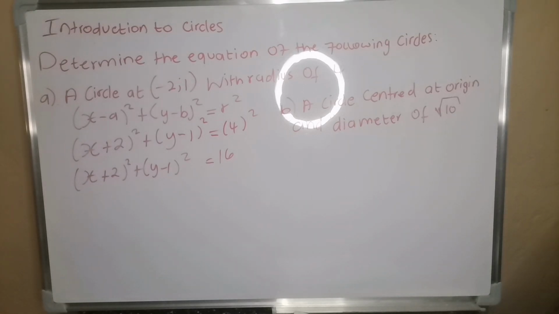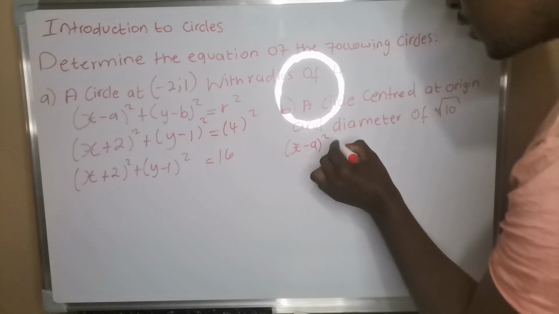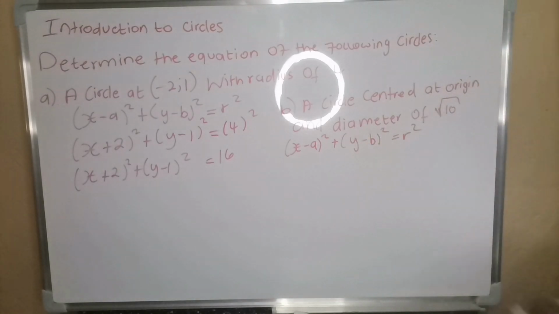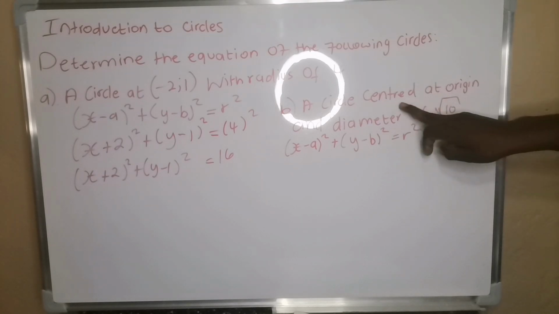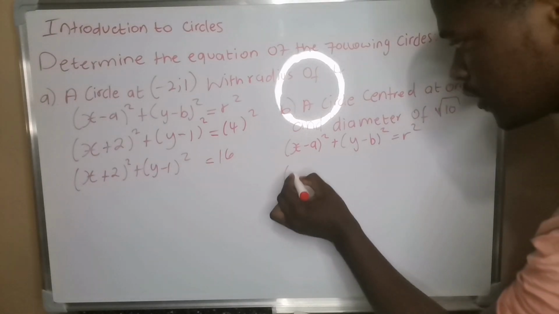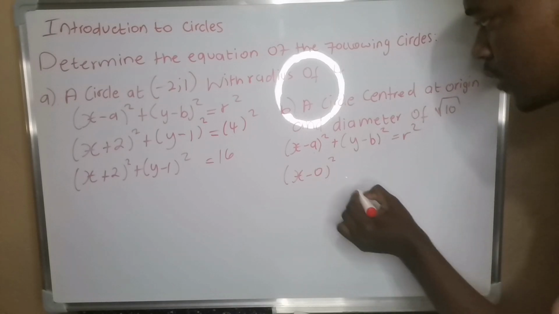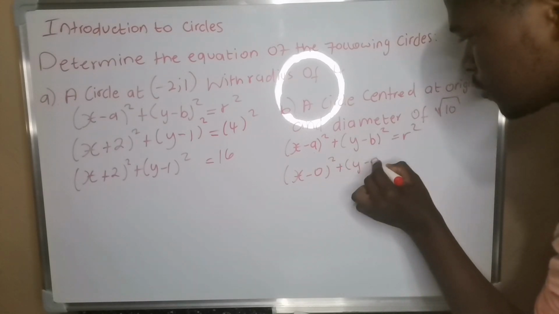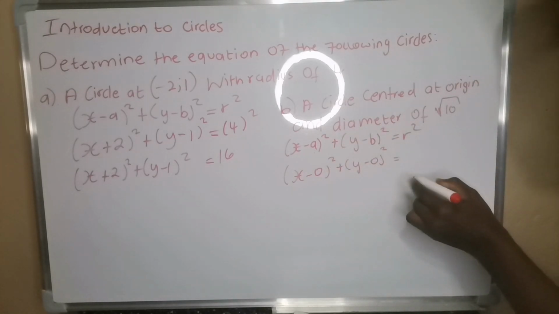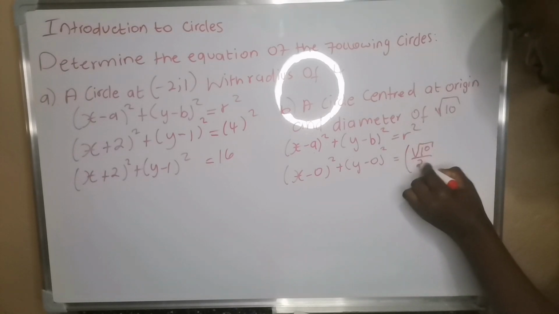Then how is our standard equation? (x minus a) squared plus (y minus b) squared is equal to r squared. Centered at origin. Remember origin? You're going to have x minus 0, since the coordinates of our center are 0 and 0, plus (y minus 0) squared is equal to the radius squared. So we're going to have something like this: square root of 10 divided by 2, squared.